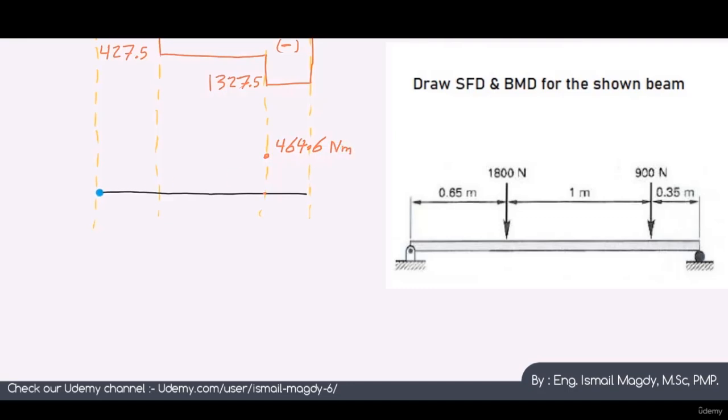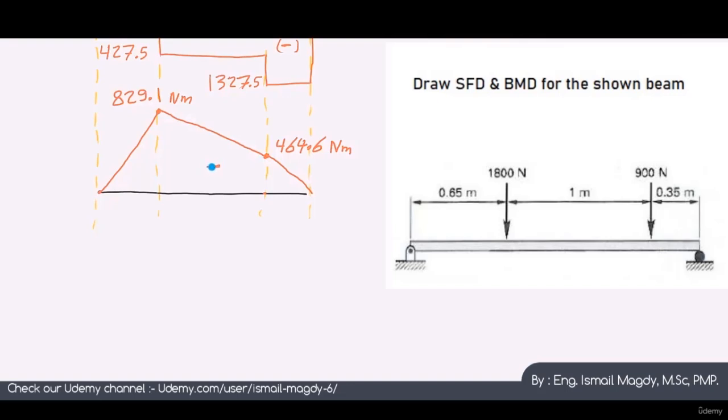And from the left side we'll calculate the moment here. Again, it's the vertical reaction multiplied by the distance. We will reach 829.1 Newton meter also. And these are concentrated forces, so we will connect by straight lines, as we can see here.